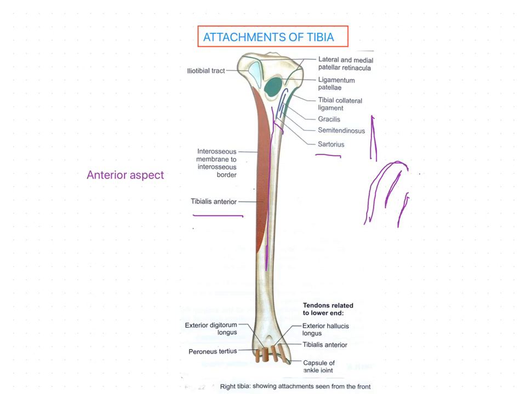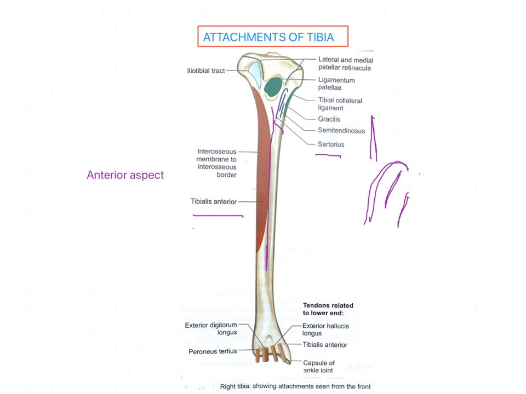Why is it called tibialis anterior? Though it originates on the lateral surface, we can see this muscle on the anterior aspect of the tibia, and for that reason the name of this muscle is tibialis anterior.